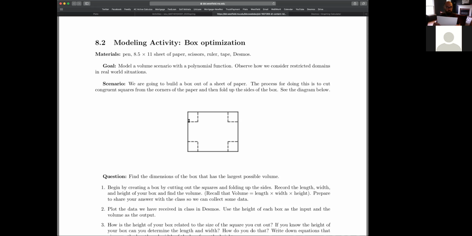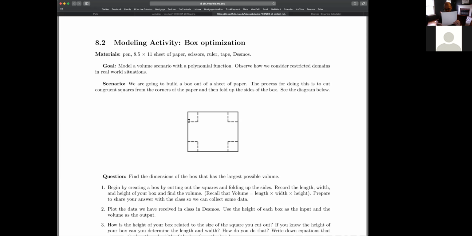Somewhere in the middle of this process, I'm going to be able to get the box that has the largest volume. We're going to try to optimize the volume of our box so we can hold the most stuff. Okay, so Nick, how big do you want your square to be that you're going to cut out of there? What do you think? Well, I'm not sure. I just cut out squares. Okay.